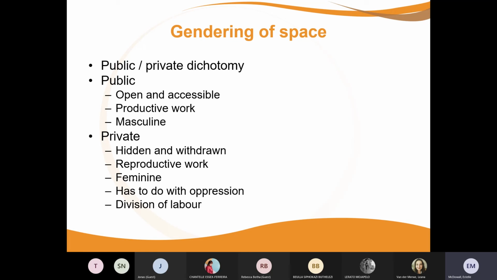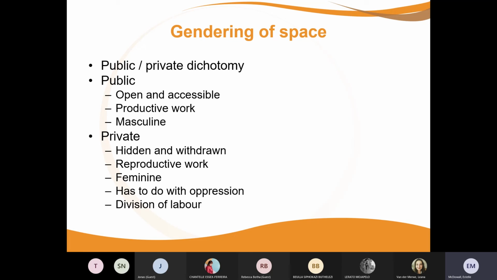When we speak of the gendering of space, we speak of ideology, and it has to do with oppression. So here you had to refer to the public and private dichotomy, where public spaces are open and accessible. It's used for productive work, so work that you get paid for. And those spaces, we typically say that they are masculine. And then private spaces are hidden and withdrawn, and are spaces where we do reproductive work. And reproductive work are things like childcare or cooking or looking after the family. That's work that you don't get paid for.